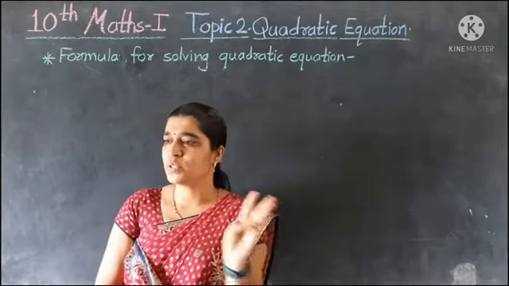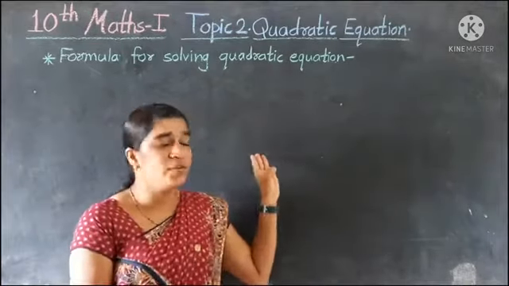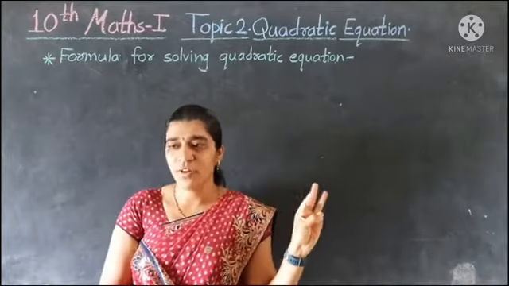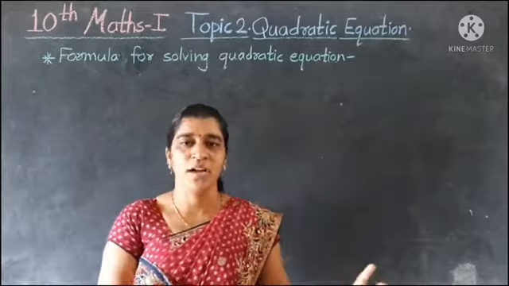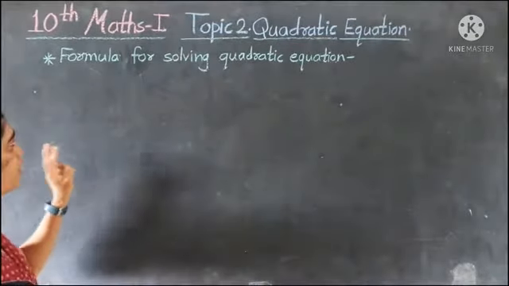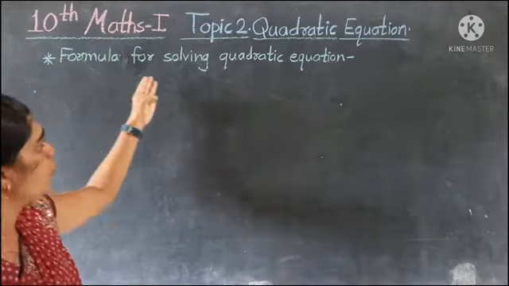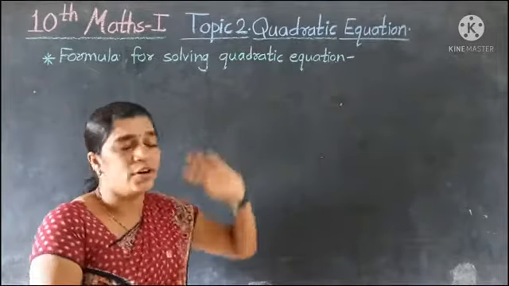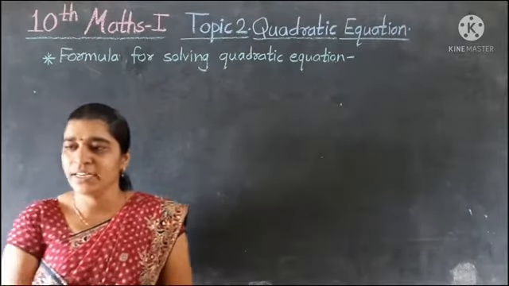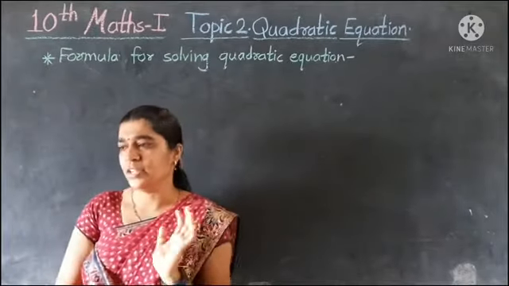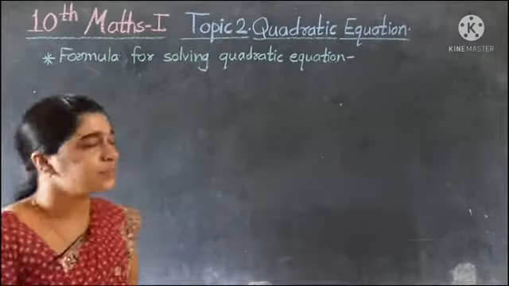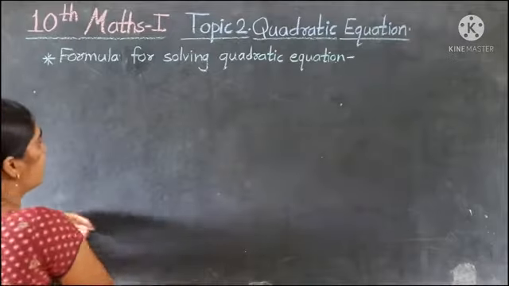There are 3 types we will see in this topic. The first method we had already learned, the factorization method. Now the second method, the third method we will see: the formula for solving quadratic equation, that is the formula method of solving quadratic equation. Okay, so what is the formula method?